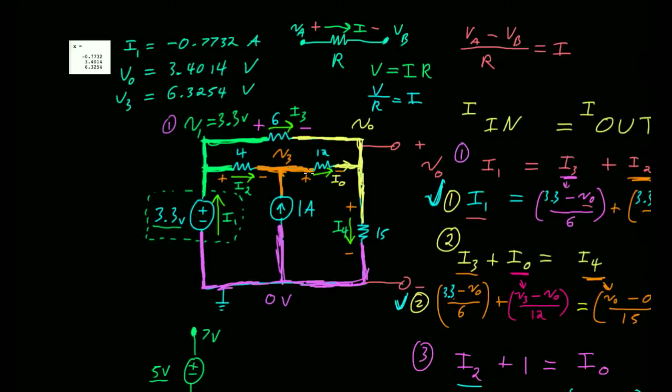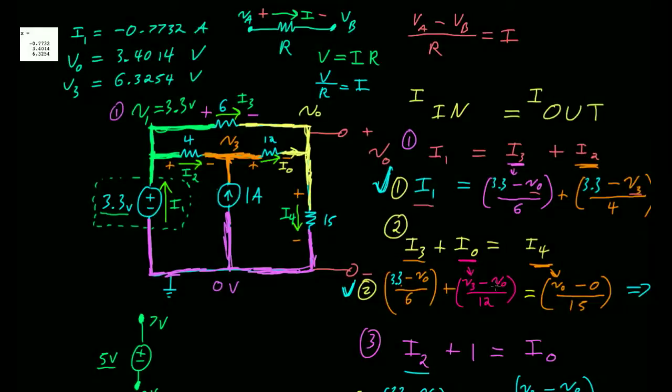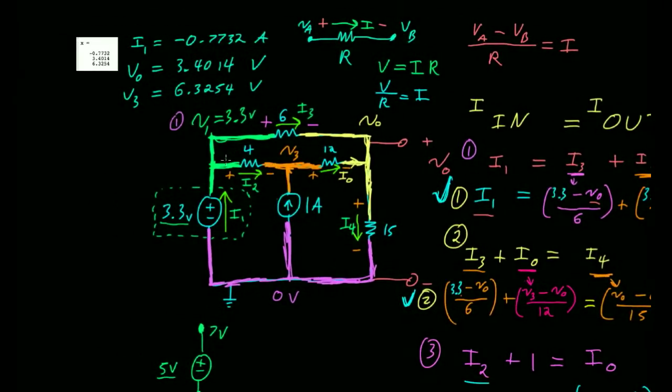Because I0, we've already written what I0 was in terms of V3 and V0, and if we just know V3 and V0, we take V3 minus V0, divide by 12. So if I do 6.3254 minus 3.4014 and divide that by 12 ohms, that'll give me I0.